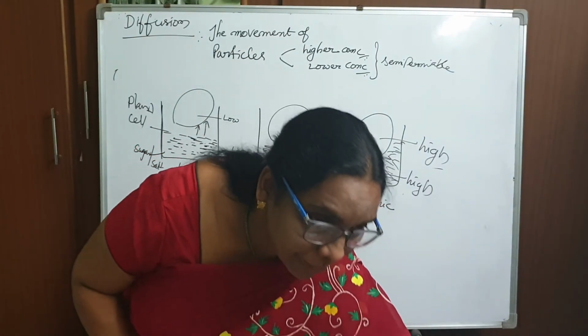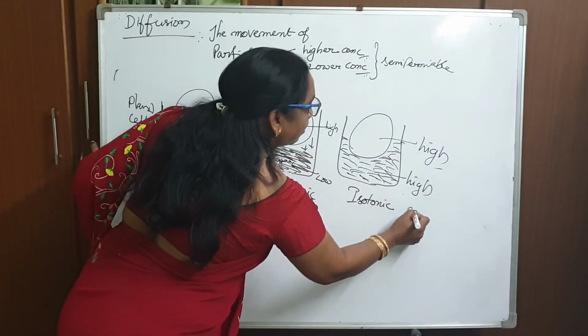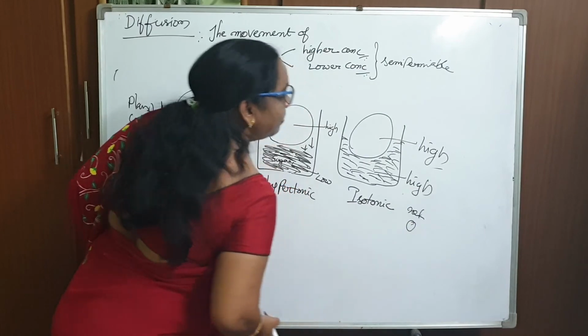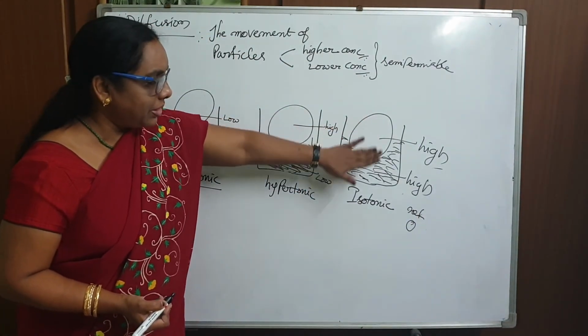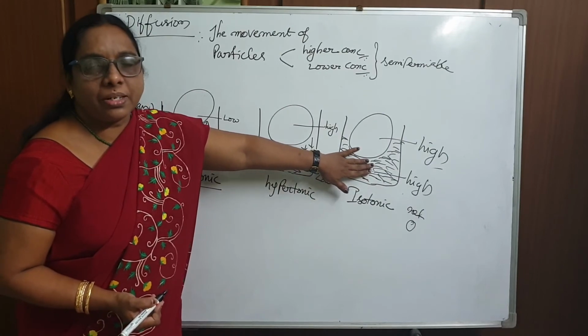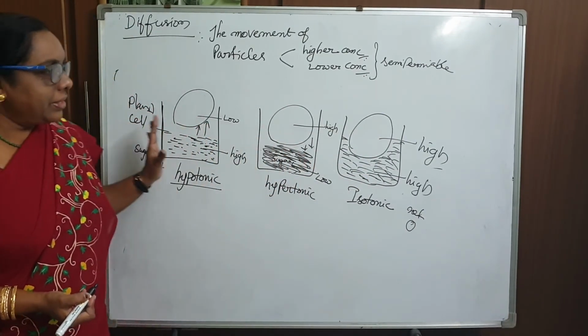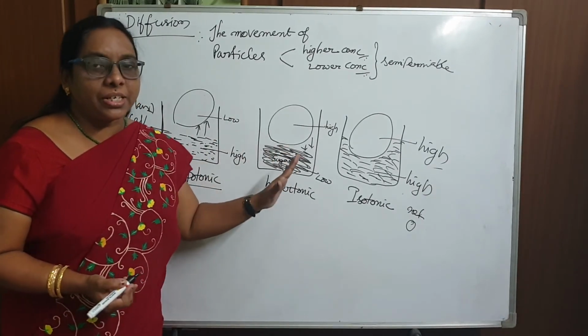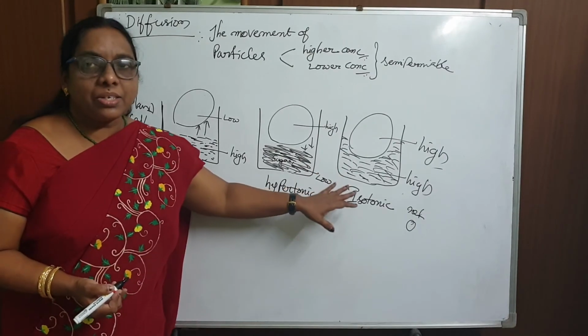Did you observe any movement? No, there is no movement. The net movement of the particles will be zero. Why? Because the resin is totally filled with water, and here also excess water is there. There will be no movement. Okay, children, these are the three different solutions: hypotonic solution, hypertonic solution and isotonic solution.